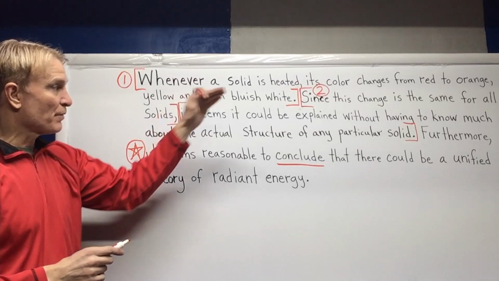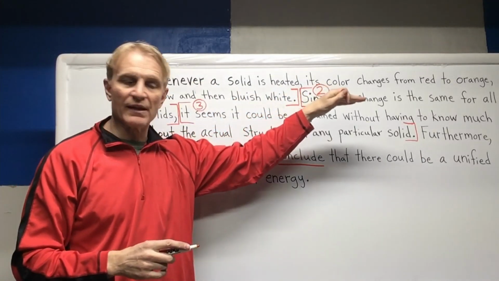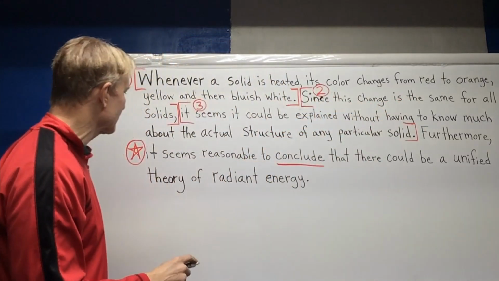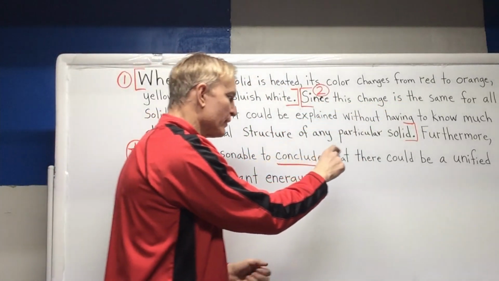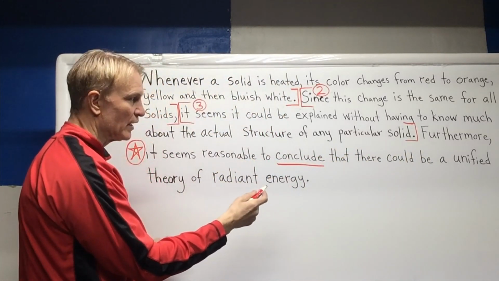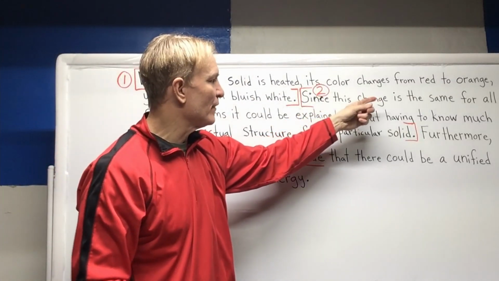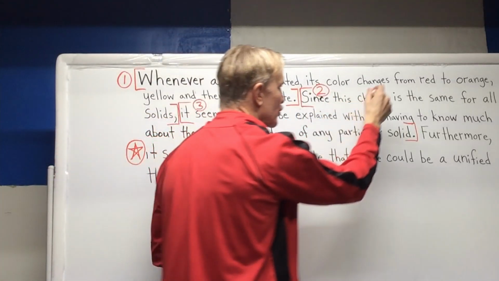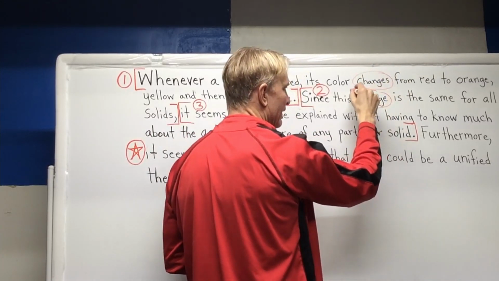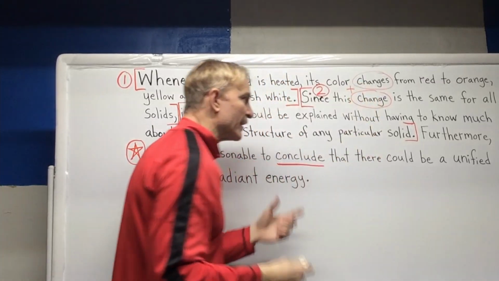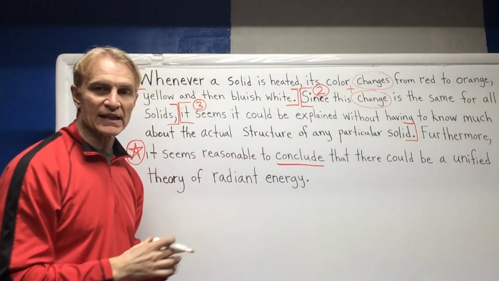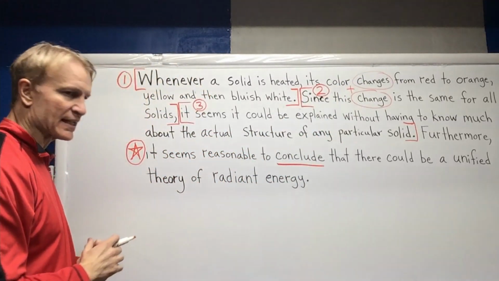So let's go to premise number 2, and we're going to read premise 2 as if it's independent and read it as a conclusion. Since this change is the same for all solids, it seems reasonable to conclude that there could be a unified theory of radiant energy. Okay, so we don't know what's going on with these solids. This word change here is being tied in together. So this is somewhat of an indication to me, at least, that these two are connecting statements. So I'm going to make this a connecting statement.